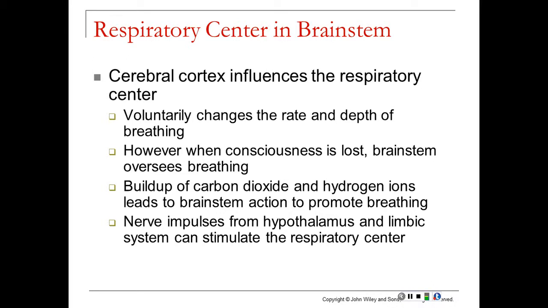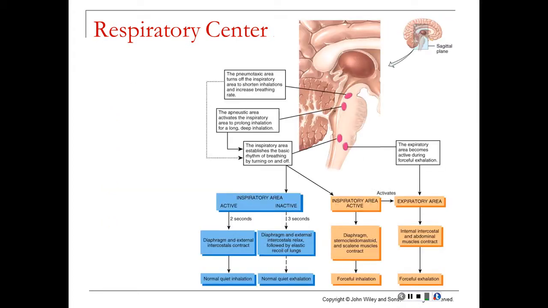So nerve impulses from the hypothalamus as well as the limbic system can also stimulate the respiration center, which is why sometimes when you're angry, your breathing rate increases, or when you're sad, or when you're crying, things that deal with your emotions can also impact your breathing.